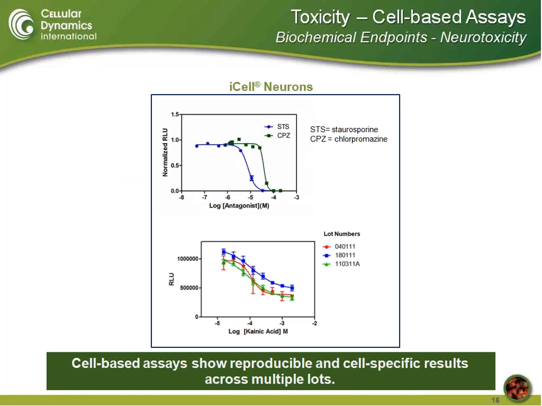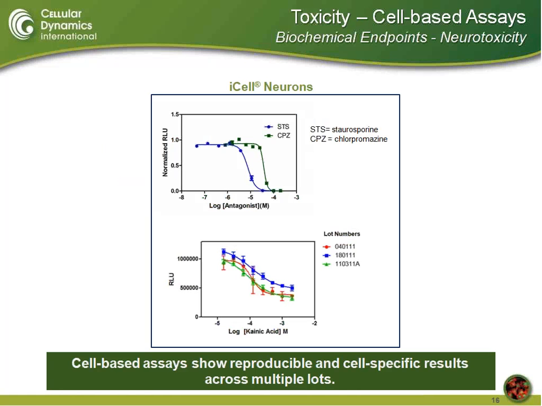In this slide, we focus on the use of iCell neurons in cell-based assays. We can see that in the top graph, the treatment with known toxicants staurosporine and chlorpromazine yields a dose-dependent drop in viability at the expected physiologically relevant doses. And then in the graph below, we see that treatment with the excitotoxicant kainic acid yields the expected results and a nice dose-dependent response as well across multiple lots.